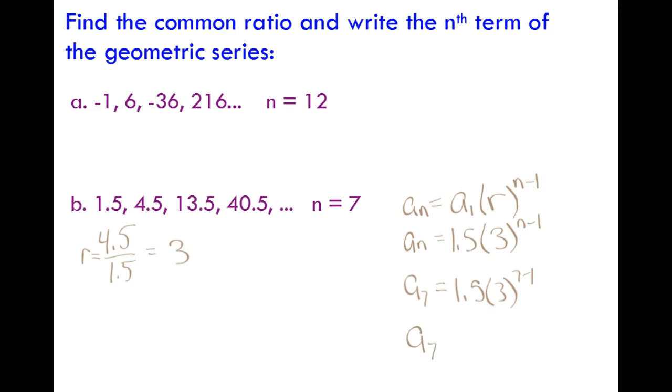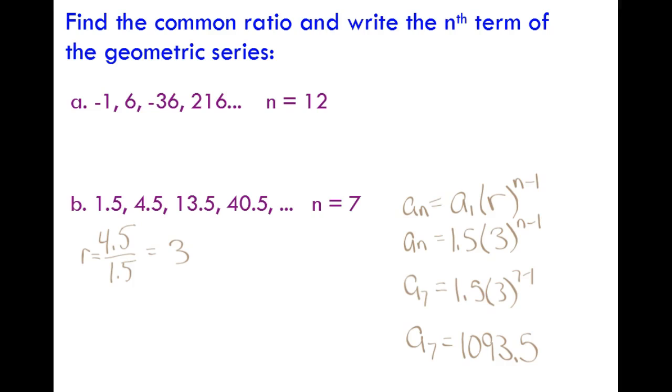So in the calculator, I'm doing 3 to the 6, then times 1.5. 3 to the 6, 729, times 1.5. And that's 1093.5. And that would be the 7th term. So you're going to do the exact same thing for part A. You're going to find the 12th term, along with finding the explicit formula along the way.